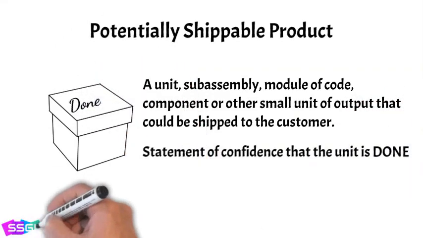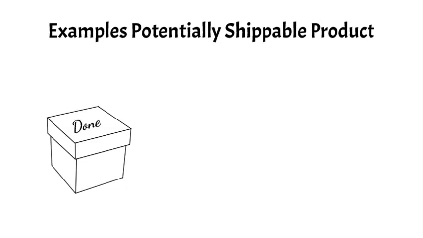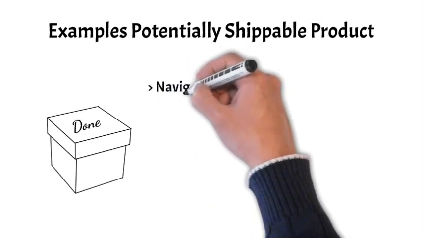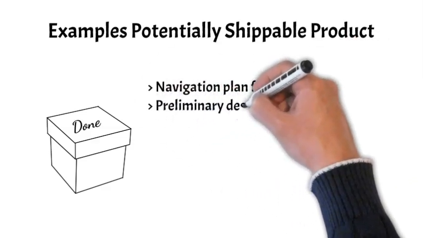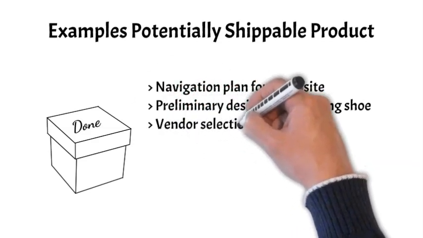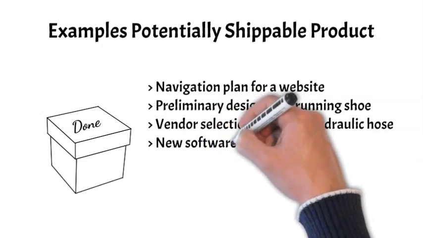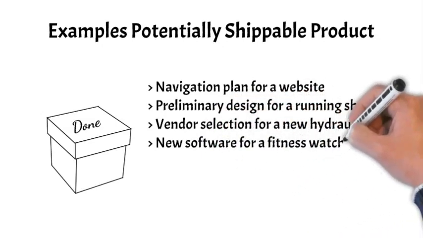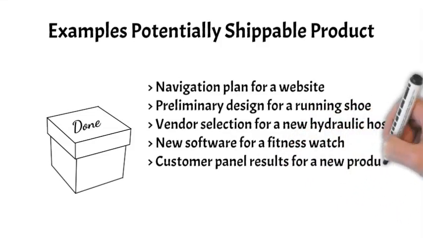Examples of potentially shippable products include a navigation plan for a website, a preliminary design for a running shoe, vendor selection for a new hydraulic hose, new software for a fitness watch, or consumer panel results for a new product.